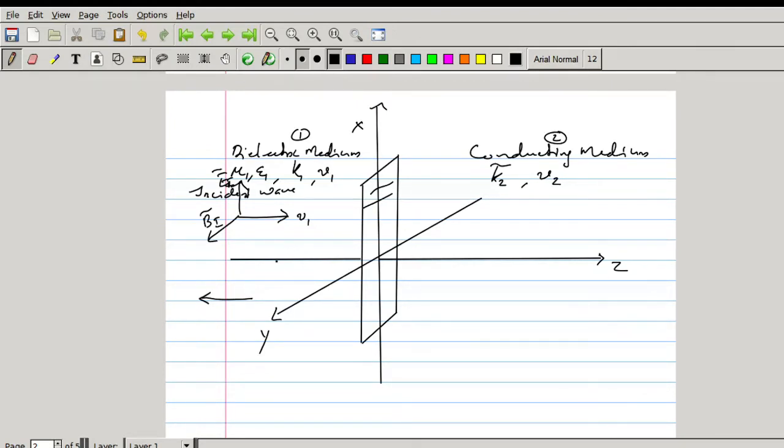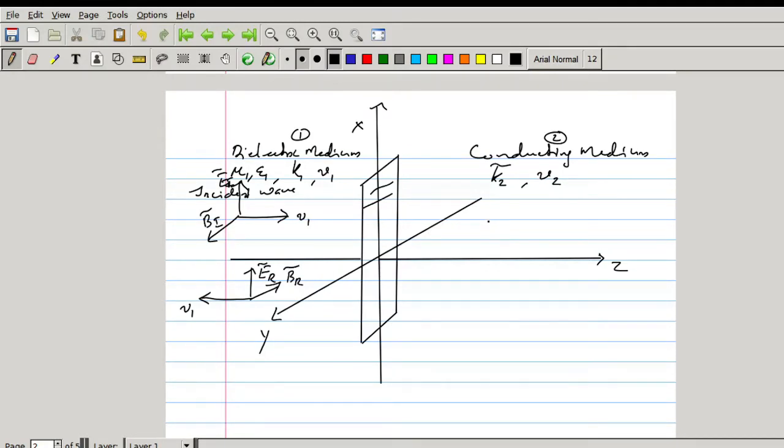Since it is the same dielectric medium, it will be traveling with a speed of v1, but its direction will be opposite to that of this one. So here k1 will be negative and this one will be positive. Now the electric polarization of the reflected wave is along the x direction. Since propagation is along this direction, k cross E will give the magnetic field along the negative y direction. This is the magnetic field of the reflected wave vector.